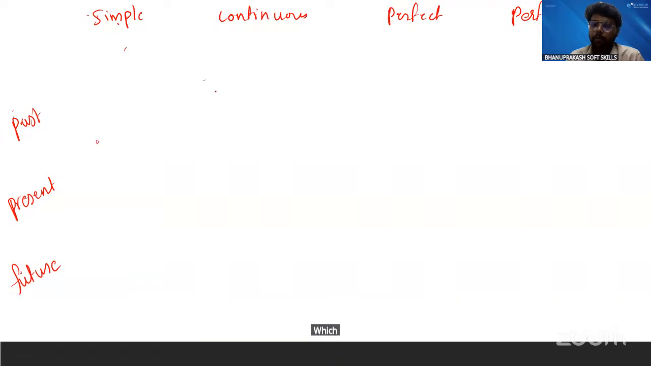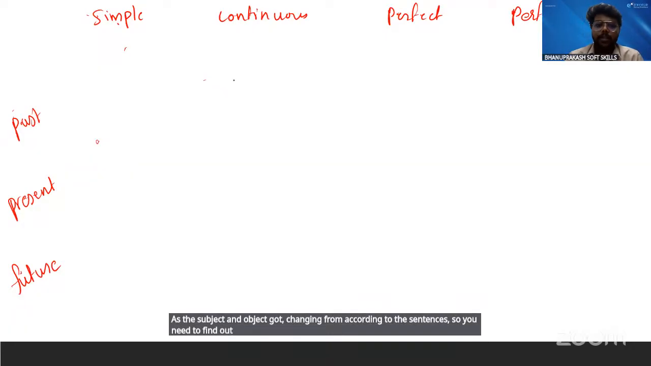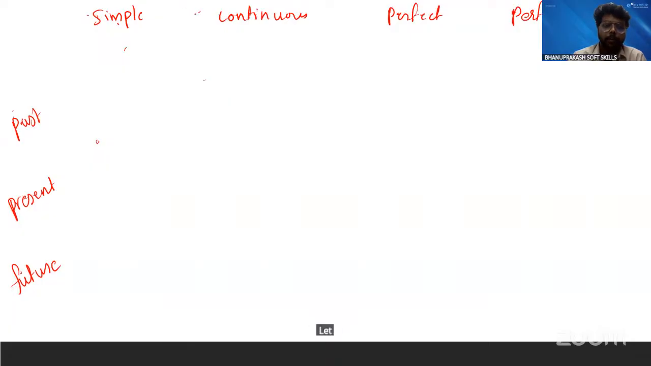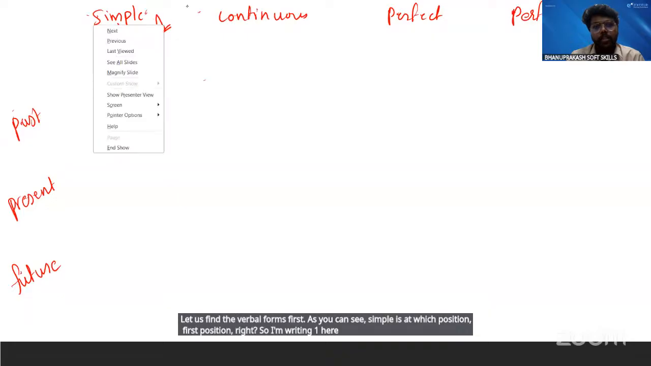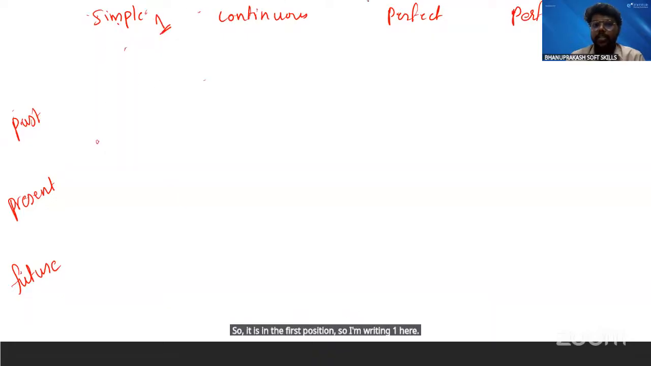Now, as I told you, in the sentence what you need to find is the helping verb and verb form. As the subject and object keep changing according to the sentences, you need to find out the helping verb and verb form. Let us find the verb forms first. As you can see, simple is at which position? First position, right? So I'm writing 1 here. Continuous is in the second position, so I'm writing 2 here. Perfect is in the third position, so I'm writing 3. And perfect continuous is in the fourth position, so I'm writing 4.